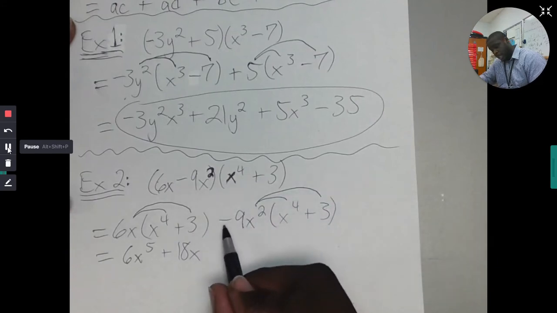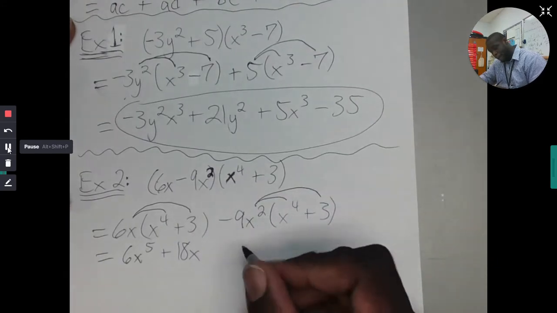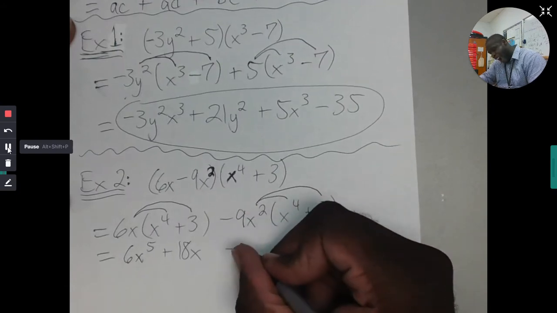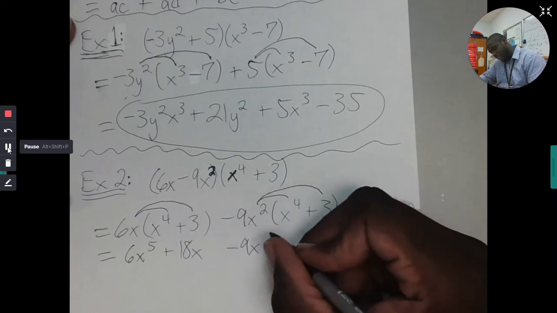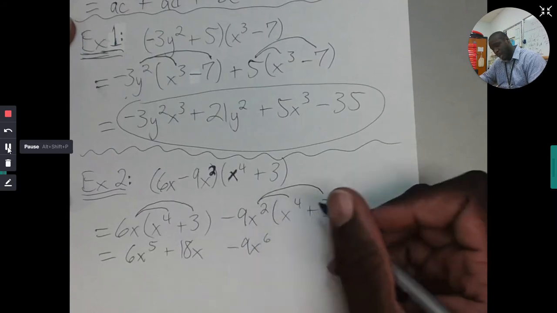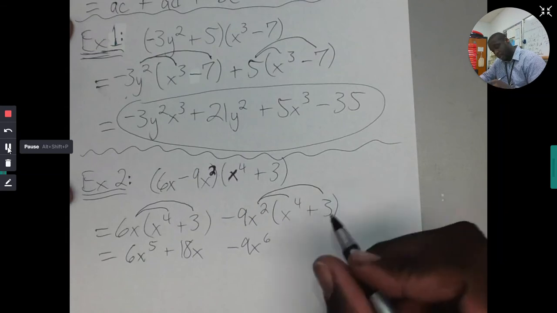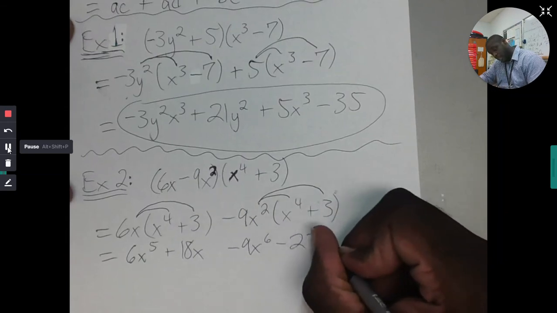Okay, the negative 9x squared times x to the 4th gives you negative 9x to the 6th power. And then negative 9x squared times 3 gives you negative 27x squared.